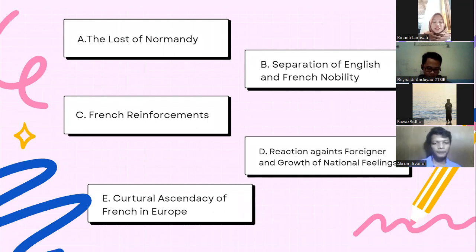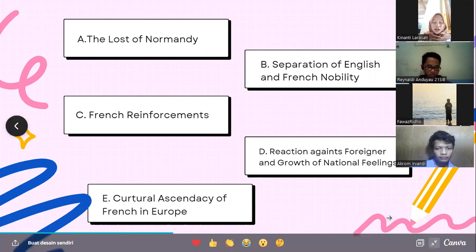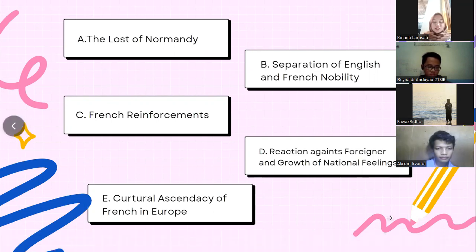D. Reaction to foreigners and the growth of nationality. The entry of foreigners was not entirely detrimental to the English language. Even during John's reign, there were calls for a policy of England for the English.